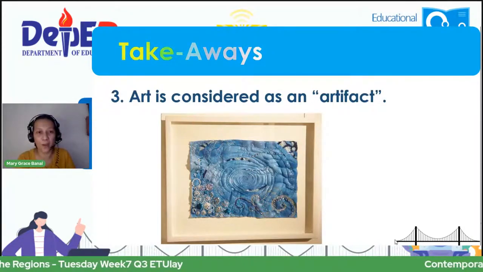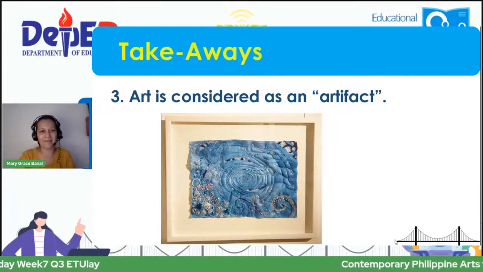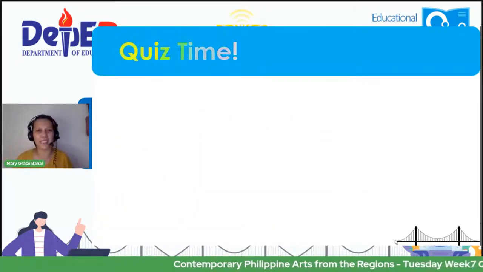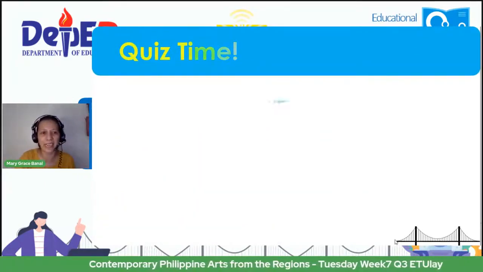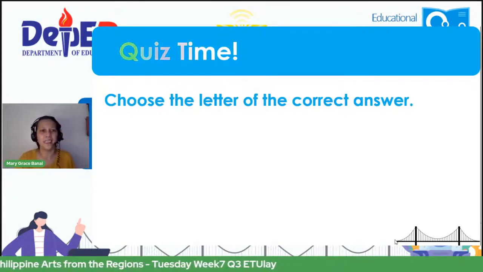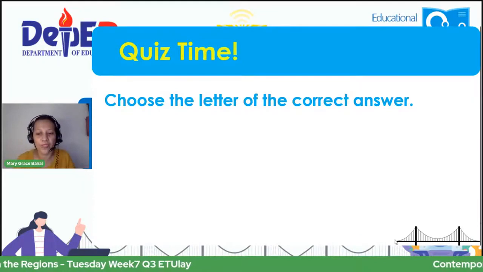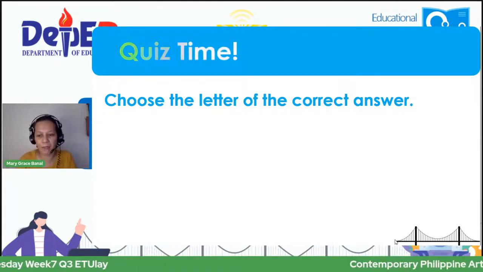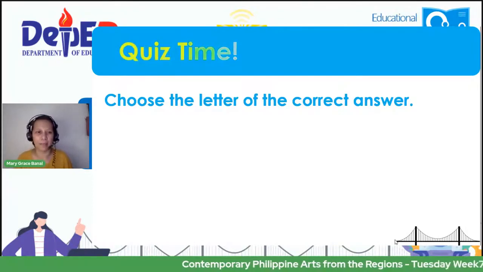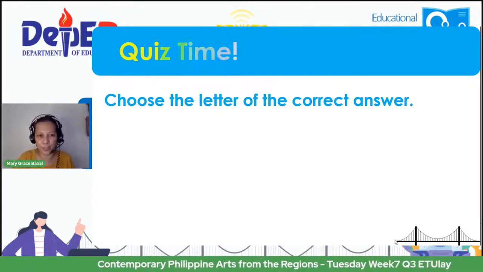Let's proceed to our quiz time. And it's quiz time. So be ready to type in your answers in our chat box. Are you ready? So this is very easy, multiple choices. So you're just going to choose the letter of the correct answer. So you have 5 seconds to type in your answers in our chat box. Are you ready? Let's have question number 1.